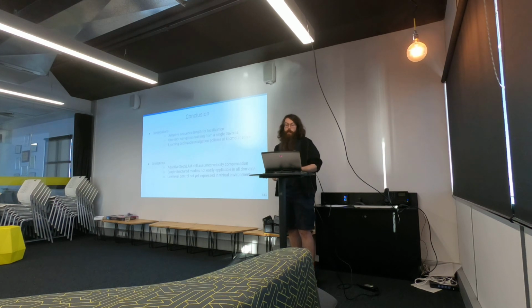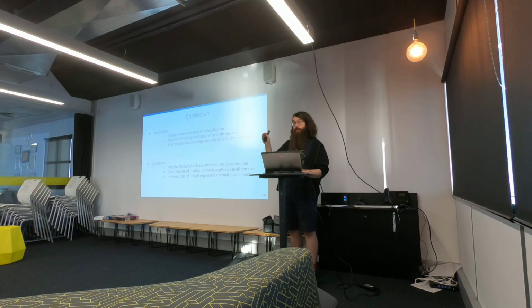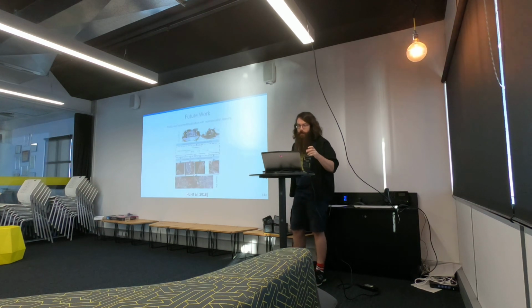And the other problem is that our high-level environment does not express low-level control. So the agent is not executing its motor commands through this environment. It's choosing to move to the next node, kind of like Street View. Right? So that is difficult to express directly in a topological map. So, a bit of future work to address these.